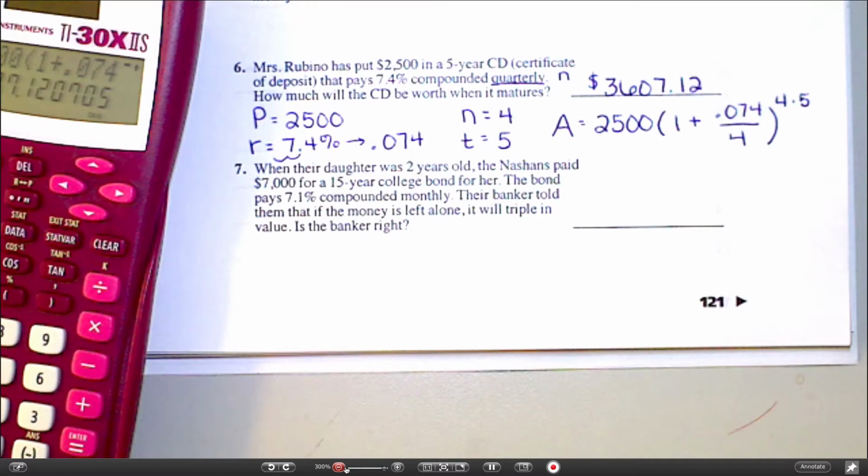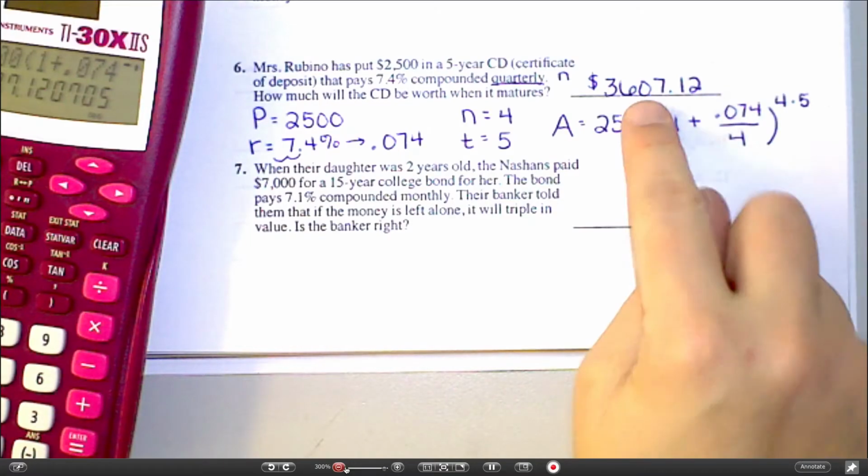Wait, so it goes up? Right, it's going to go up. It goes up to 3,600? Right. Or it goes plus? No. This is the total that will be in your account.